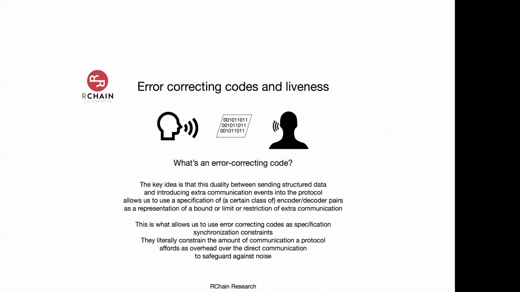So we can see sending certain structured information as a way to say, and this is all you can do in terms of the extra communication events in the protocol. So that's the key idea. It becomes a constraint on how much communication you can do. And that constraint is our synchronization constraint.